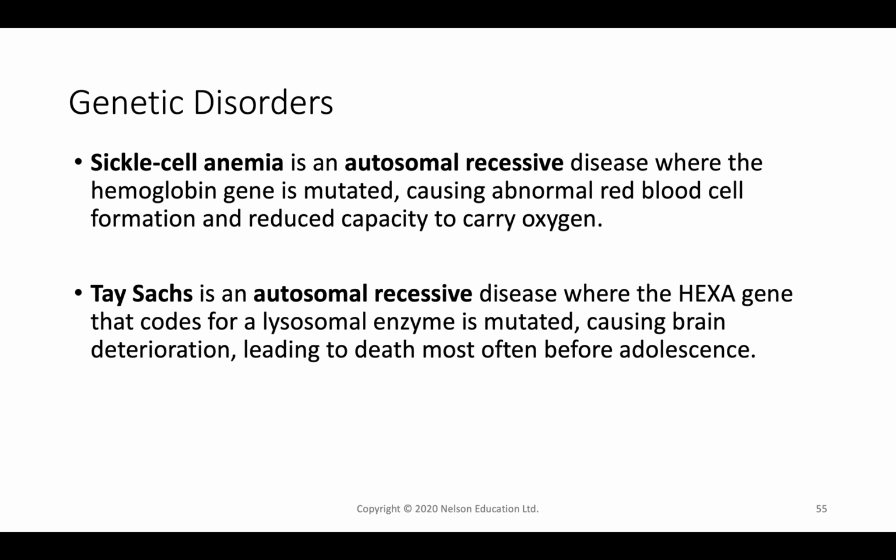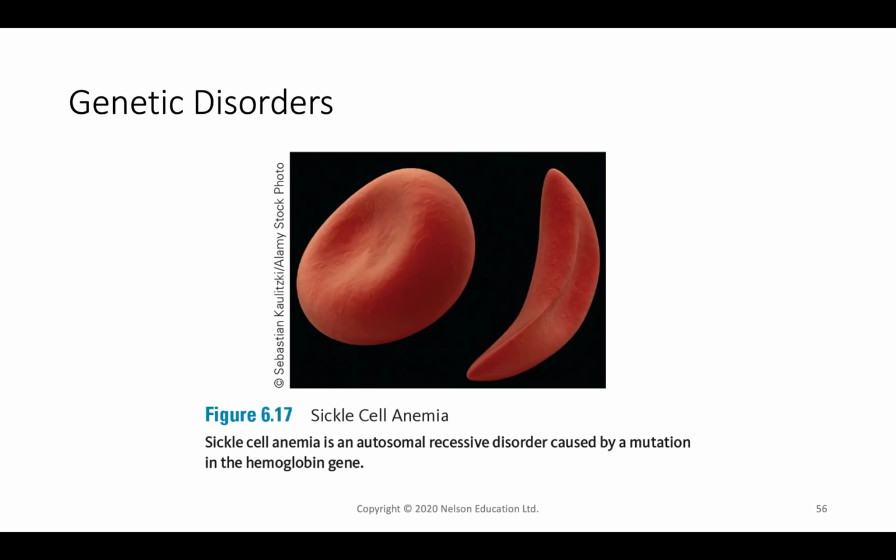Autosomal recessive disorders include things like sickle cell anemia and Tay-Sachs. Sickle cell anemia is an autosomal recessive disease where the hemoglobin gene is mutated. Now, hemoglobin is what carries oxygen to your cells, so that's going to cause odd red blood cell shapes and reduce oxygen carrying capacity. Tay-Sachs is another autosomal recessive disease. It's a disease where a gene that codes for a lysosomal enzyme is mutated, and it can cause brain deterioration, and usually this leads to death very often before puberty and adolescence hits.